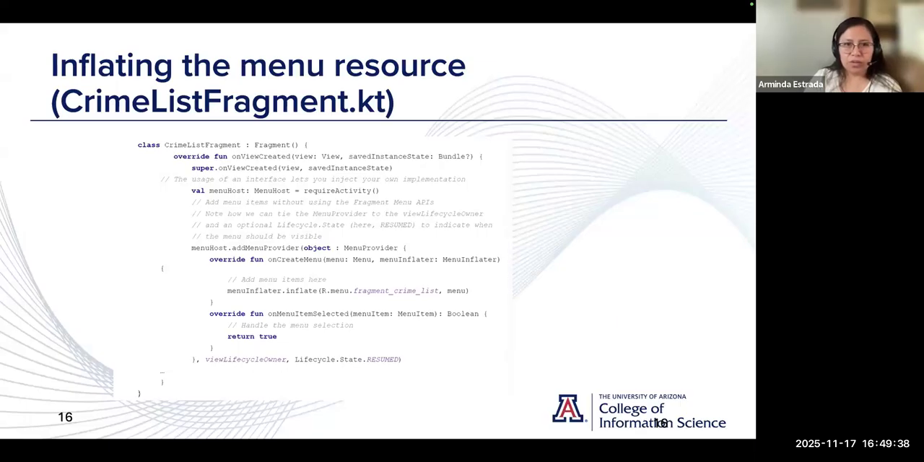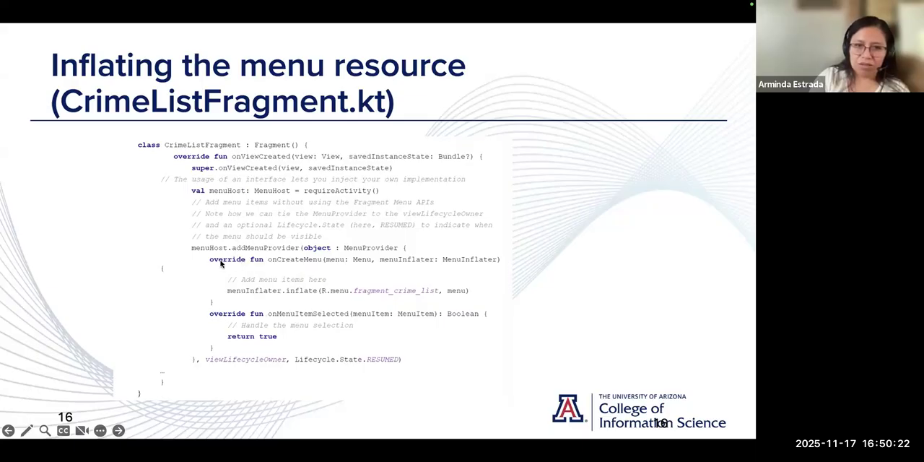Now to inflate the menu resource, we're gonna go ahead and first edit the crime list fragment. There are different ways of doing this, okay? Now this might be a deprecated way, and I believe I showed you how to do this in the code. This is a deprecated way. There's a newer version of this, and I will also show you how that is done. But pretty much in here, we're gonna call in this menu host value, and then menu host equals require activity, and then menu host dot add menu provider. The object, you're pretty much copying all of this.